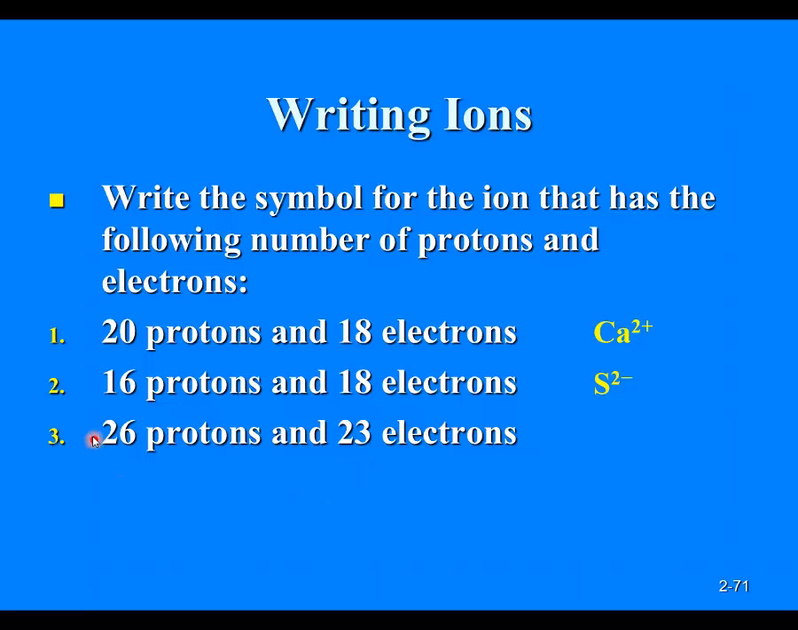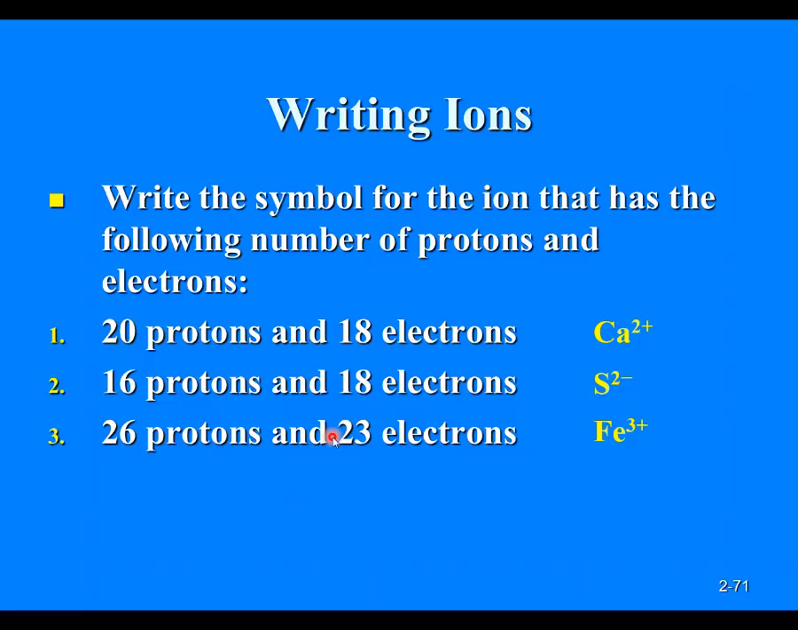So if I have a positive 26 from all 26 protons and a negative 23 from the 23 electrons that are still there, I would end up adding those 2 up, and I would have a positive 3 charge from the extra protons. So I have an iron cation with a positive charge of 3.